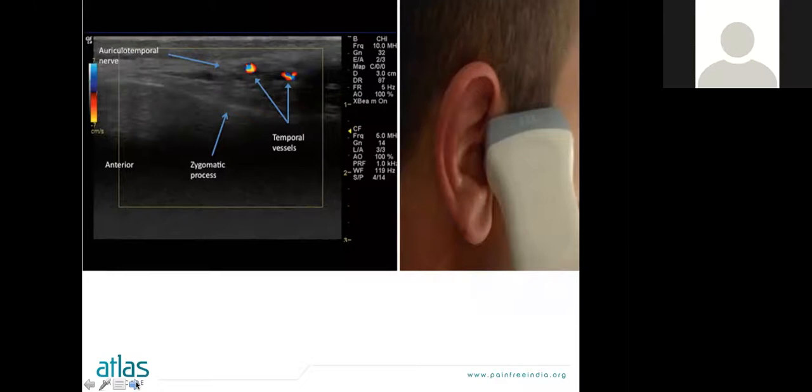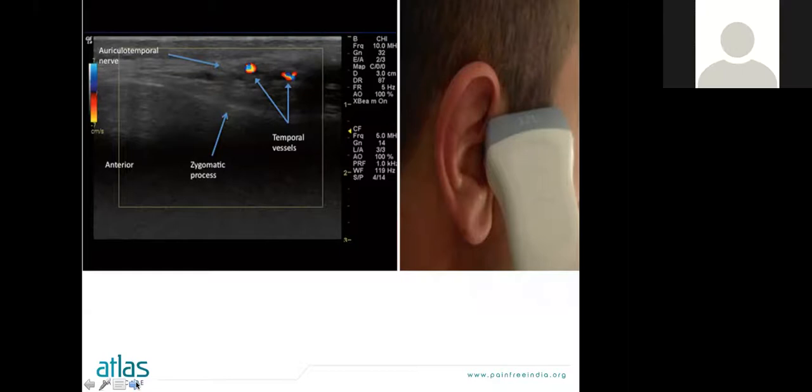So it's a very simple, superficial nerve block. Here again, you locate the zygomatic process with your probe, and then look at the temporal vessels. The auriculotemporal nerve is in very close proximity to the temporal vessels. It's a very superficial injection. You just need to go 0.5 centimeter and you're close to the auriculotemporal nerve.